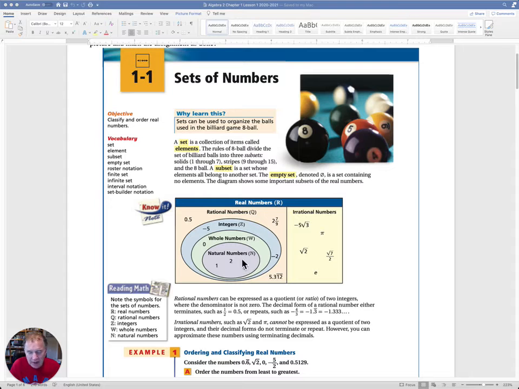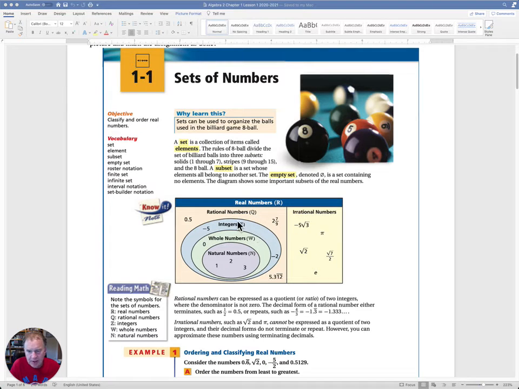Now all of these are rational numbers because I can take a natural number 2 and write it as a fraction. I can make it 2 over 1. I can make it 10 divided by 5. If you can write it as a fraction somehow, then it's a rational number. A rational number is always a fraction with integers. It could be negatives. Notice the integers have negatives. All of these things are real numbers, including the irrationals.